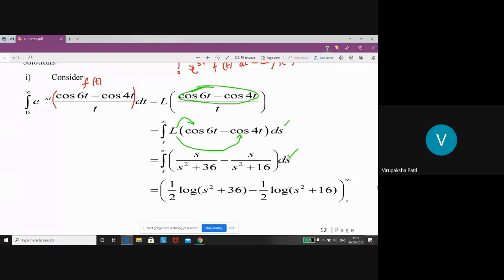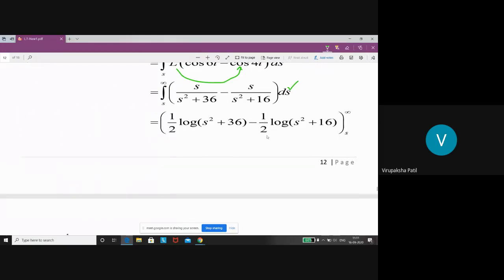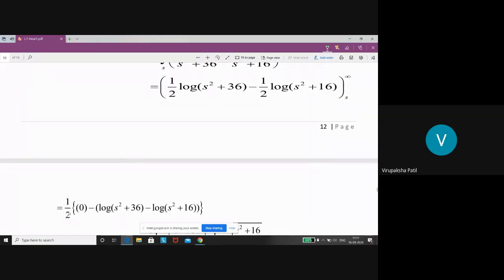If it is fast, please tell me, I'll slow down a little bit. Then next, we have to put the upper limit and lower limit. Directly, we are not going to bother about any type of simplification, so we'll put the limit here. So 1 by 2, I will take common. Now I will put infinity wherever s is there, upper limit first. If I put upper limit, what I will get? Log infinity minus log infinity. So upper limit is log infinity minus log infinity is 0. 0 minus 0 again becomes 0. So upper limit directly goes to 0.